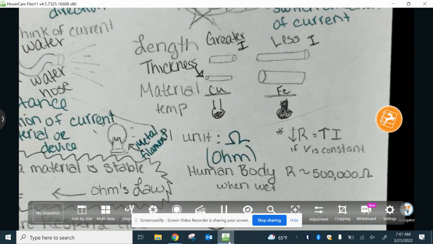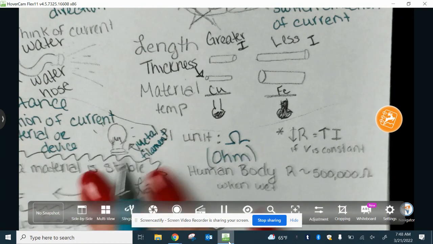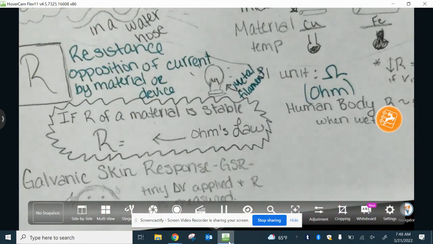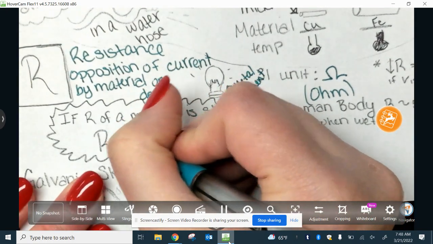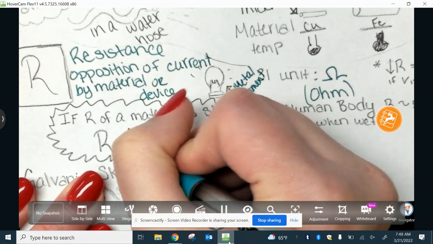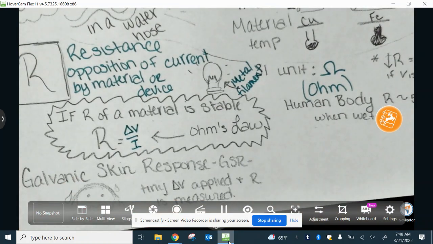All right, so if you keep your potential difference constant, the fewer resistors you have, the less resistance, the higher the current, and vice versa. And so we show this relationship with Ohm's law, which is basically that potential difference divided by the current is equal to the resistance.